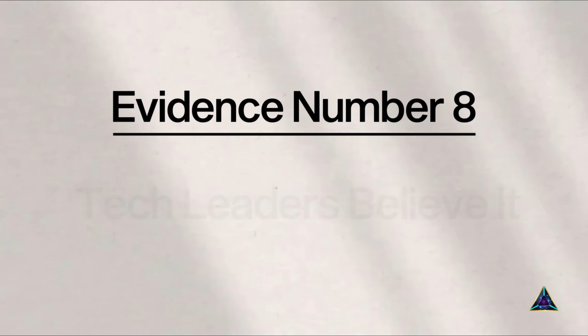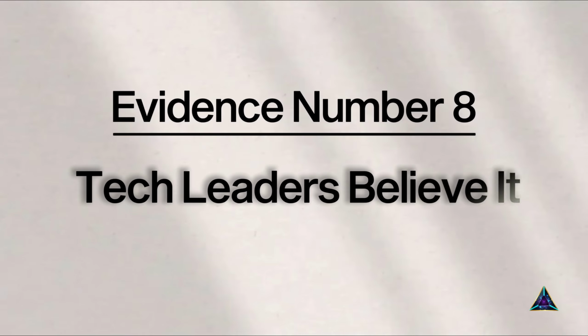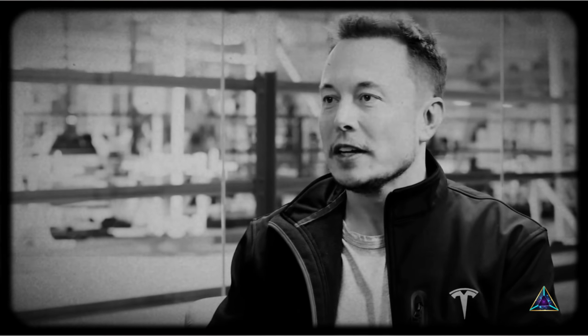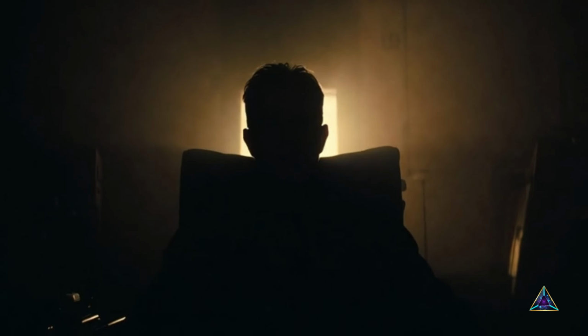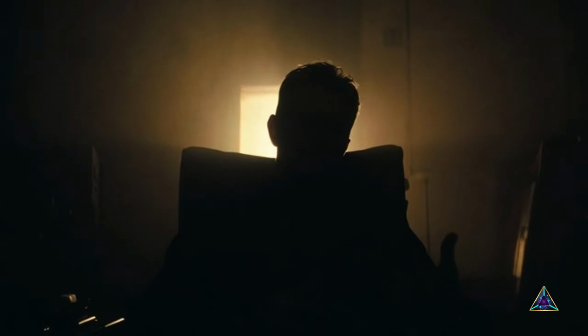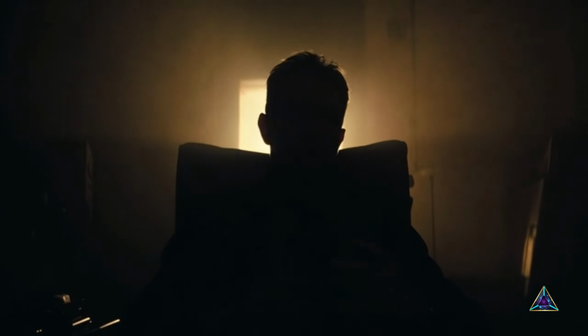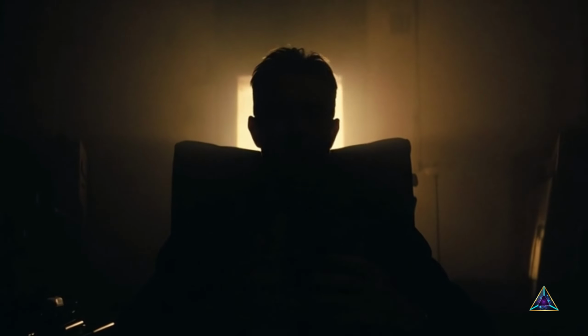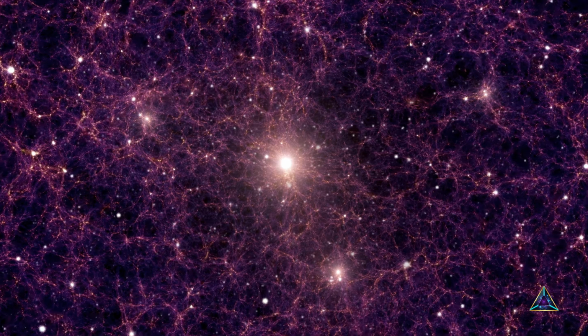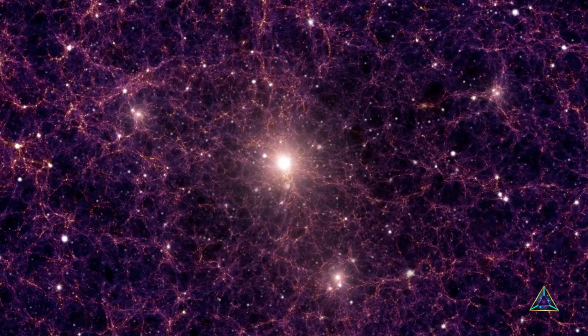Evidence number 8. Tech leaders believe it. Elon Musk has stated he thinks there's a billions to 1 chance we're living in base reality. He argues that if civilization continues advancing, eventually we'll create perfect simulations, and if that's possible, it's almost certain it already happened. We're more likely to be inside one of countless simulations than in the one original reality.